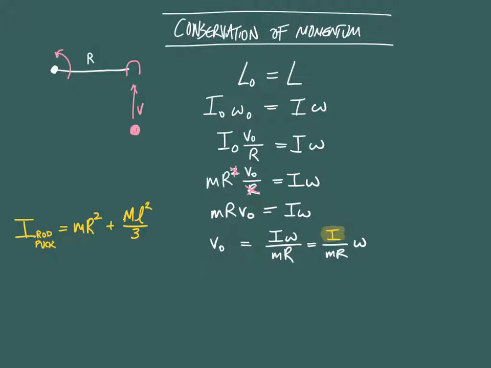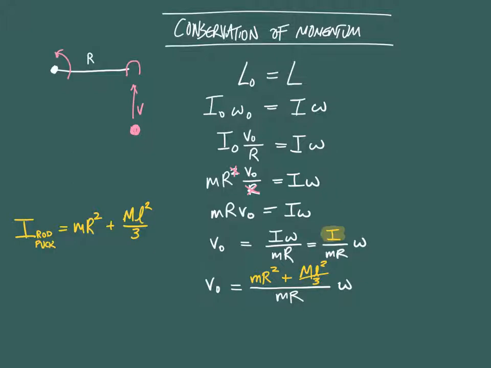So this is going to be the combined rotational inertia that's on our right-hand side here, is all of this. So V naught would equal a bunch of stuff over mr times omega, and that bunch of stuff is going to be mr squared plus Ml squared over 3. And I'm using big M as the mass of the rod. I don't know which one weighs more, probably the rod than the puck.